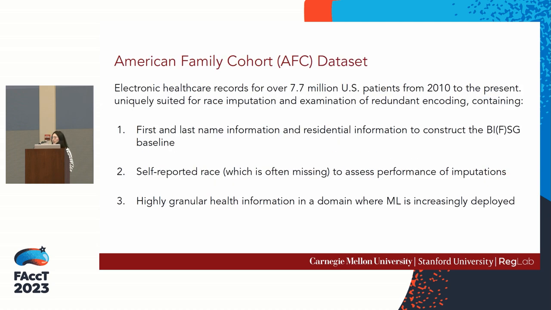So to answer the question, we use the American Family Cohort dataset, which contains about 8 million electronic health records for U.S. patients from 2010 to the present. It includes population from the rural area, low income, and racial minorities. This data set is uniquely suited for us to answer the question because it contains first name, last name, and geographic locations. It also contains self-reported race, which we can use to assess the performance of the imputation, and most importantly, it contains highly granular health information.